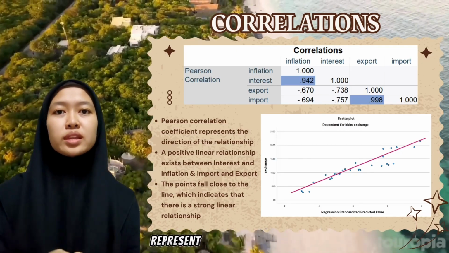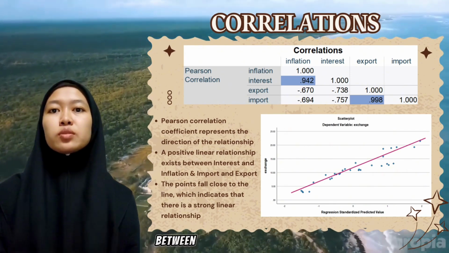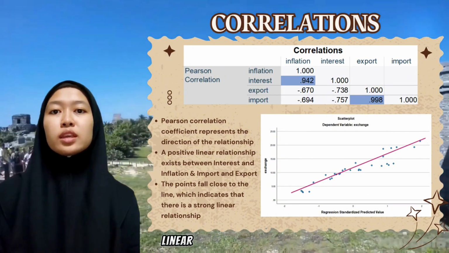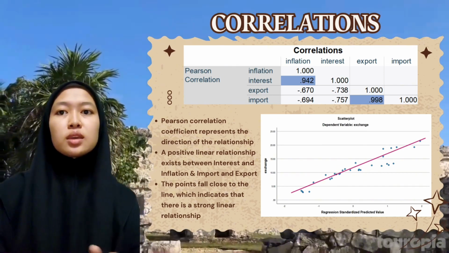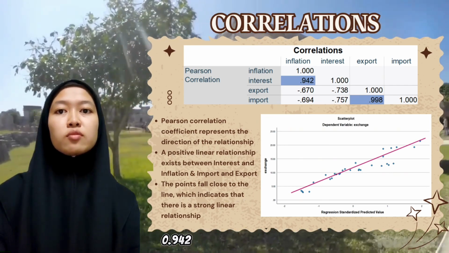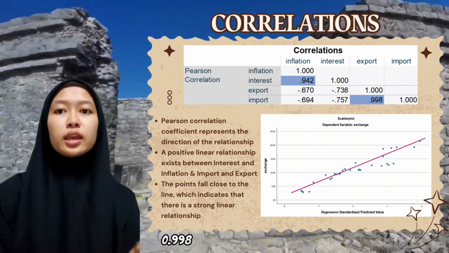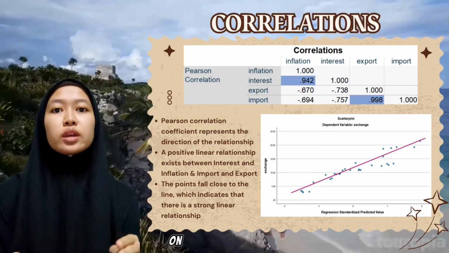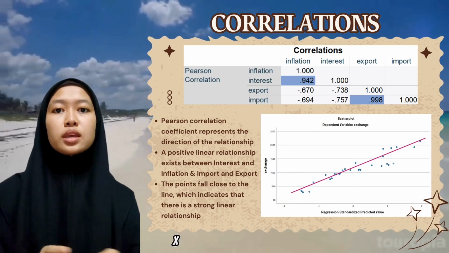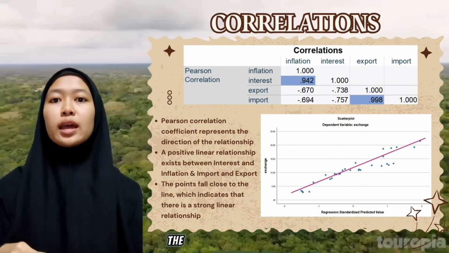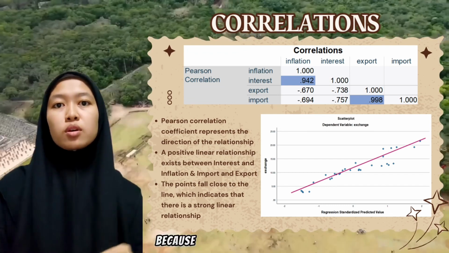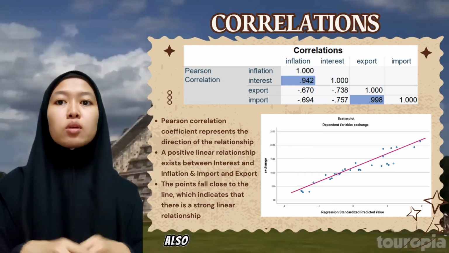The Pearson correlation coefficient represents the direction and strength of the relationship between variables, falling within the standardized range of -1 to +1. According to the table, a positive linear relationship exists between interest and inflation, and import and export. The Pearson correlation coefficients for these pairs are: interest and inflation 0.942, import and export 0.998. In this graph, factor values are graphed on the x-axis and exchange rate is graphed on the y-axis. Each data point consists of 4 values for x and 1 value for y. Points fall close to the line, which indicates that there is a strong linear relationship between the variables. The relationship is positive because as one variable increases, the other variable also increases.